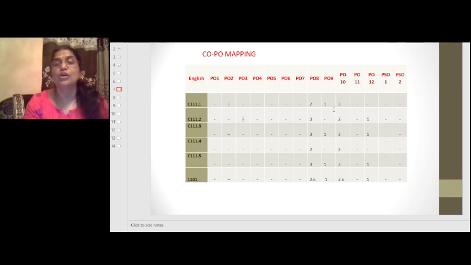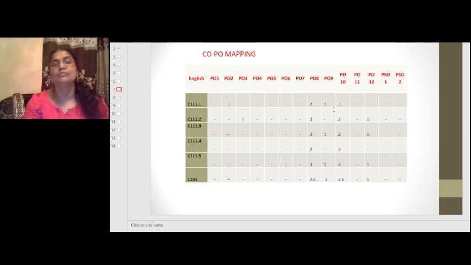It is throughout your life that you have to understand. Suppose you go abroad, you hear some native speakers' language and you have to understand, and it is a lifelong process. It's not going to just get over with that. That is why it is also mapped with PO12, lifelong learning. And communication is mapping with all the POs. All the COs are mapping with PO10, and PO10 is communication. As you know, English is mainly for communication. So this is the general idea. I think you got it about CO-PO mapping.